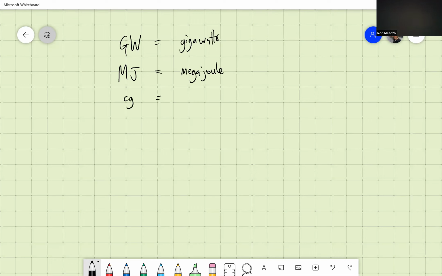CG is going to be a centigram. In other words, a hundredth of 1 gram, which is not much. MM is a millimeter.